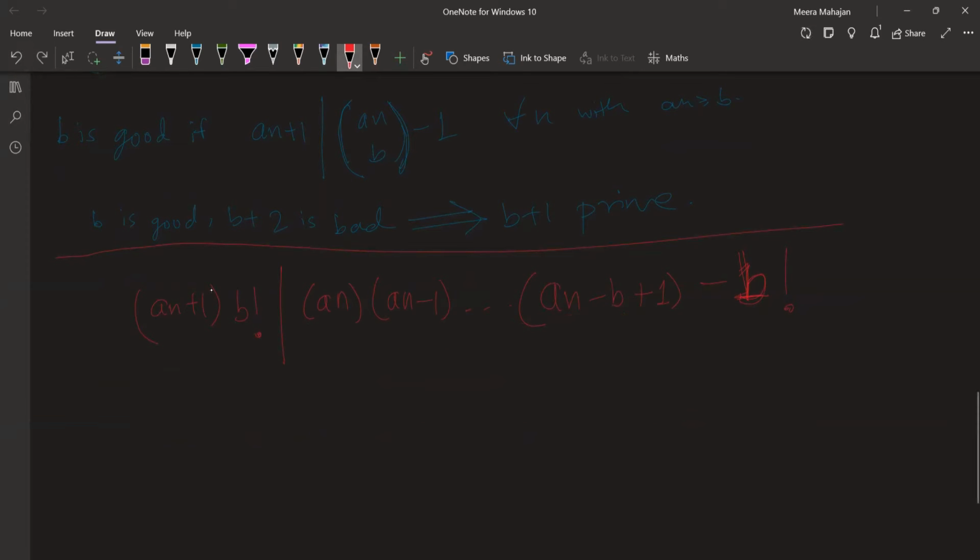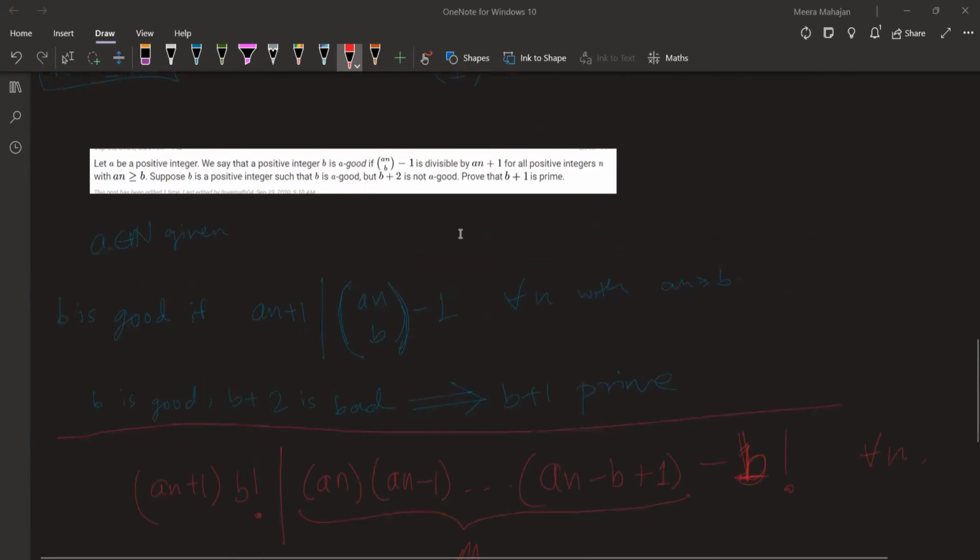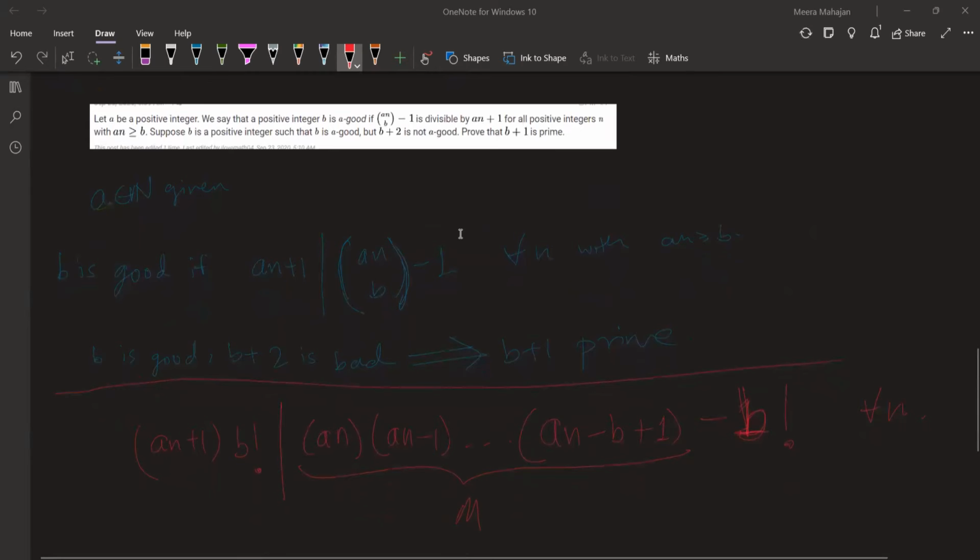And let's just call this weird looking term, weird as in long term, and this is true for all n. Can you show the question again? Yeah, sure.